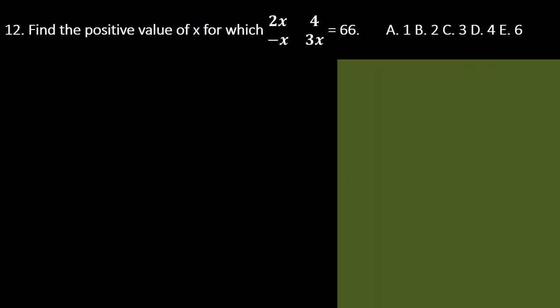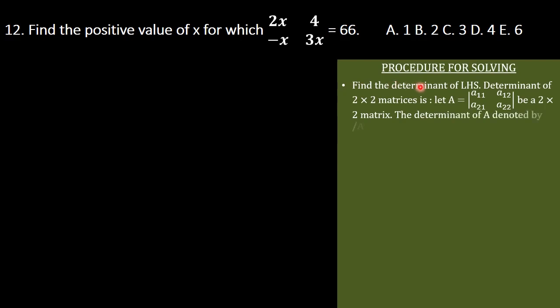Question 12. Find the positive value of x for which the determinant of the matrix with rows 2x, 4 and minus x, 3x is equal to 66. Let's check the procedure. The first step here is to find the determinant of the left hand side. The determinant of a 2 by 2 matrix: let A equal A11, A12, A21 and A22 be a 2 by 2 matrix. The determinant of A is a number given by A11 multiplied by A22 minus A12 multiplied by A21.